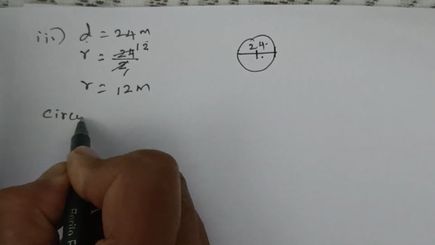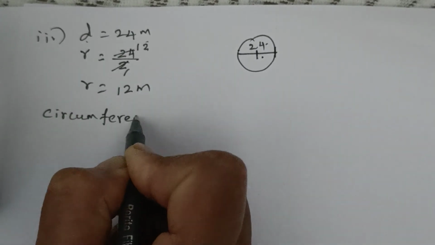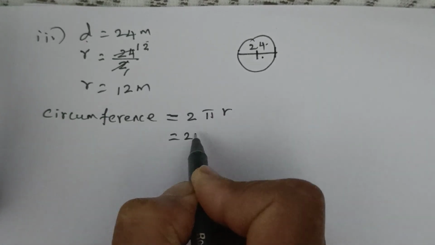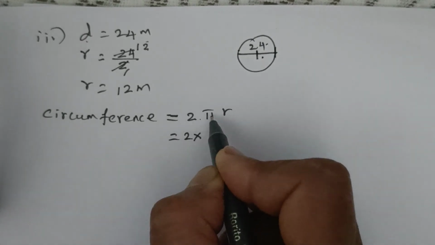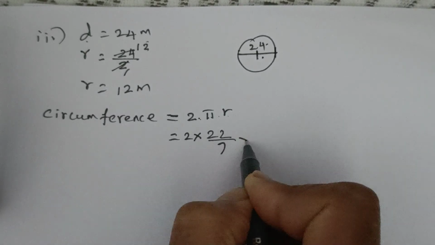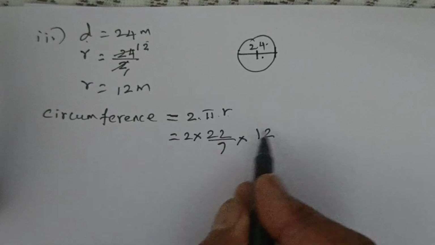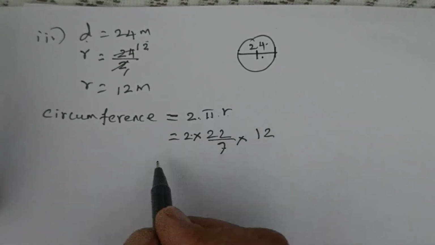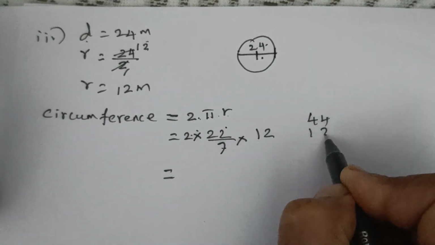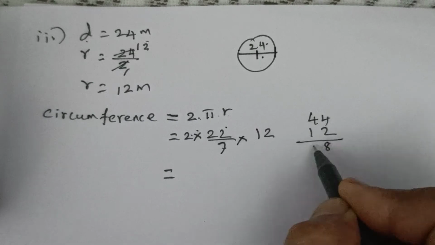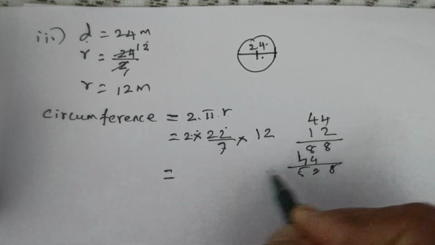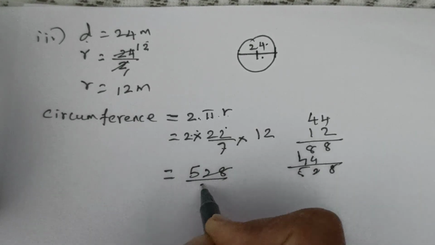Next we have to find the circumference. What is the circumference of the circle? 2 pi r. Yes, good. 2 into, what is the operation between 2 and pi and r? 2 into pi into r. What is pi? 22 by 7, into what is r? 12. Can you cancel anything? 7 and 2, 7 and 12, nothing can be cancelled. So multiply everything. 2 into 22 is 44. 44 into 12, you multiply. 88 and 44, you get 8 plus 4, 12, carry 1, you will get 528 divided by 7.